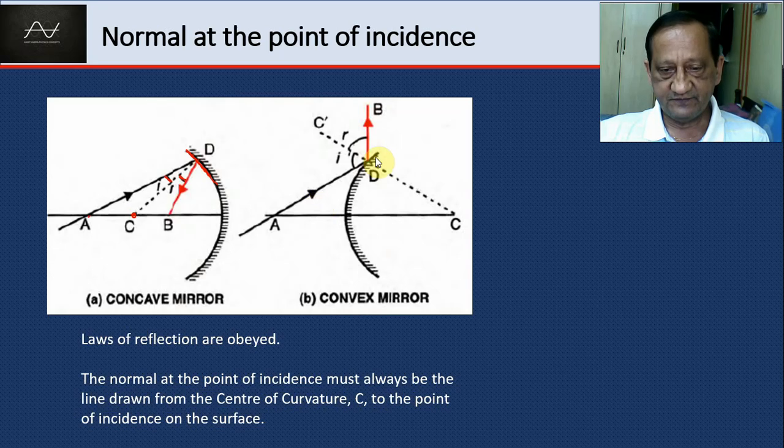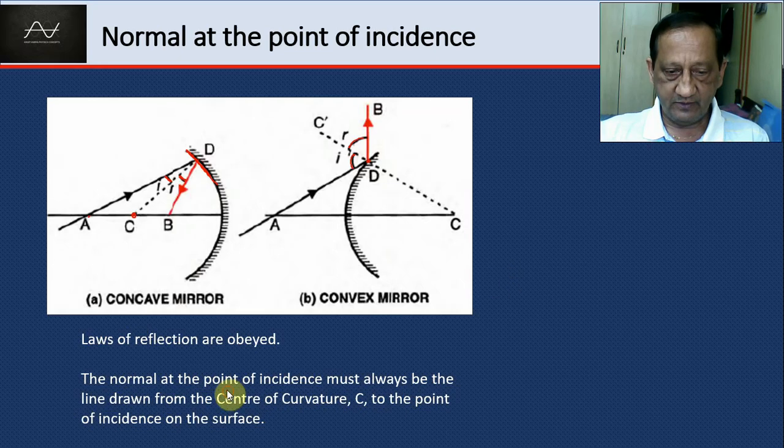Similarly, in the case of a convex mirror, the ray comes and strikes at D. This dotted line is the normal at the point of incidence, and the reflected ray goes along B, obeying the laws of reflection, that is, angle I is equal to angle R.